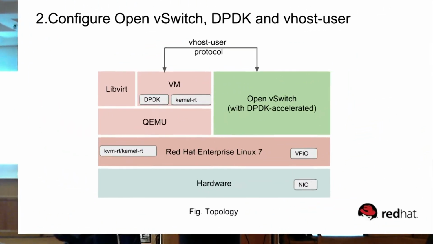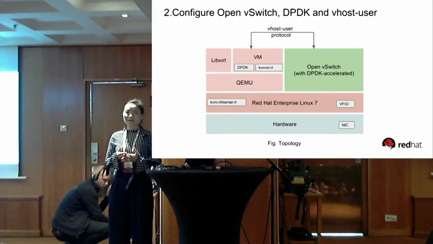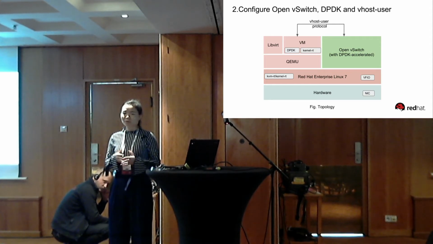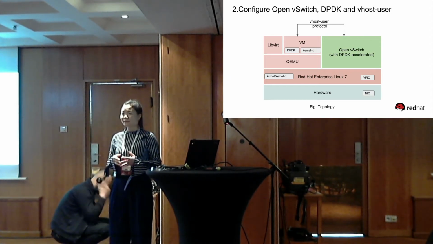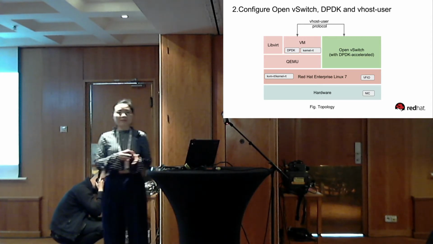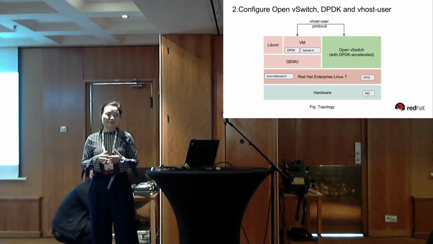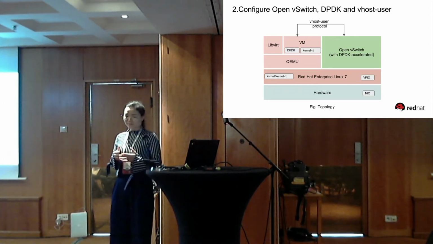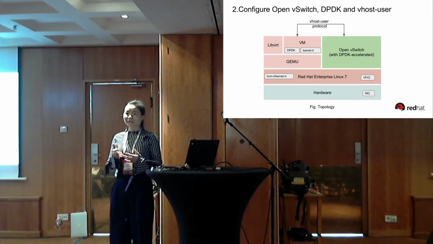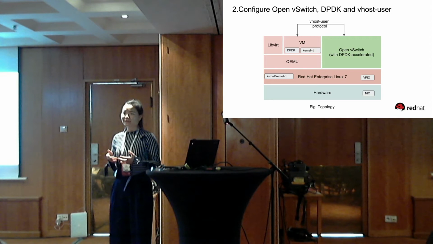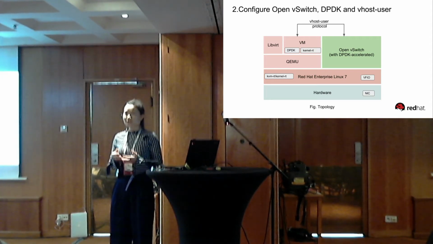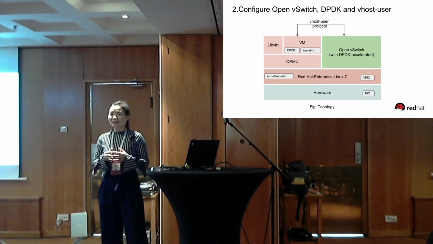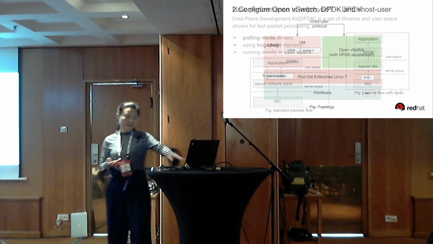This is a configuration. Open vSwitch and the QEMU VM running over the RHEL 7 platform. The Open vSwitch is accelerated by the DPDK. The VM and Open vSwitch communicate by the vhost-user protocol. Also, in the host, the Linux network driver is replaced by the user space driver VFIO. So let's see how each component improves the network performance. Let's see DPDK first.